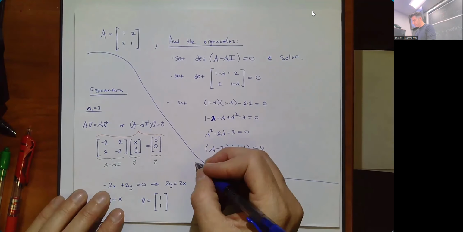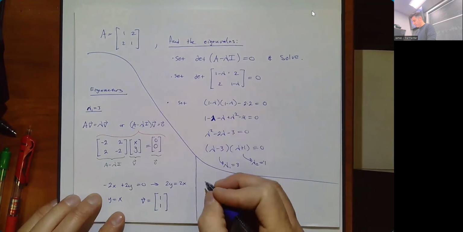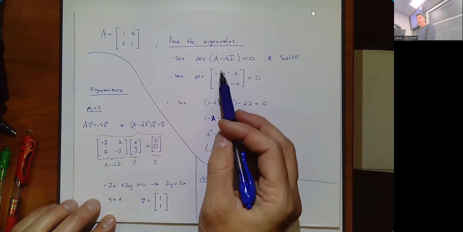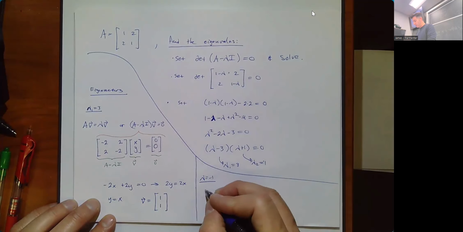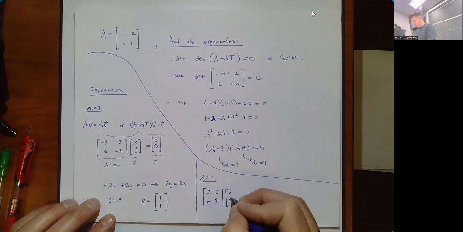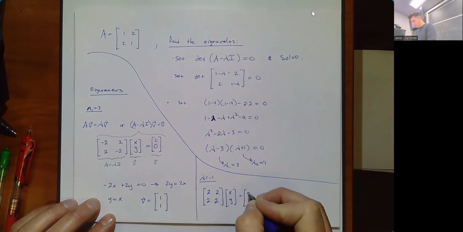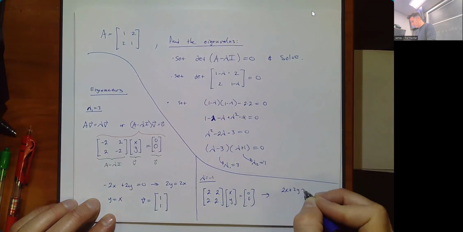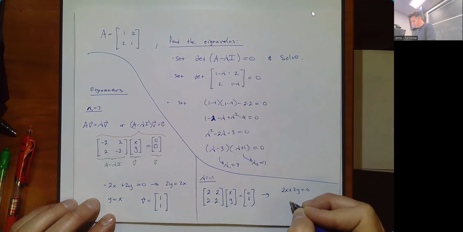Let's find the other one. So for lambda equals negative 1, we'll do the same thing. I'm just going to look at this matrix here and plug in negative 1 for all my lambdas. 1 minus negative 1 is 2, 2, 2, 1 minus negative 1 is 2, times x, y equals 0, 0. So that means we get 2x plus 2y equals 0. We get 2y equals negative 2x, or just y equals negative x.